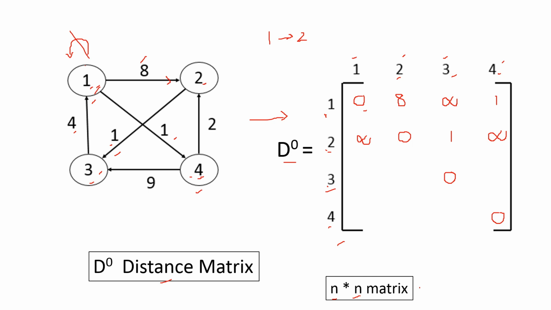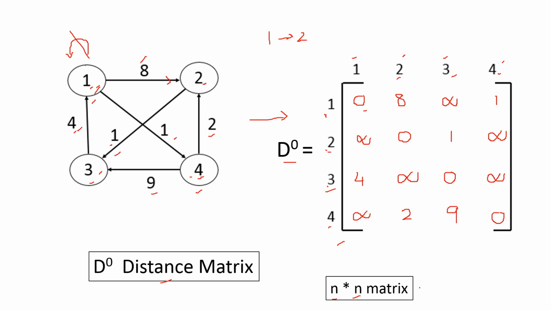Now we are coming to the third vertex. 3 to 1. Here it is 4. Okay. And 3 to 2. We are not having 3 to 2. So it is infinity. And 3 to 4. That is also infinity. Okay. And then 4 to 1. 4 to 1 we don't have. So infinity. 4 to 2. 4 to 2 we are having 2. See, 2. And 4 to 3 is 9.